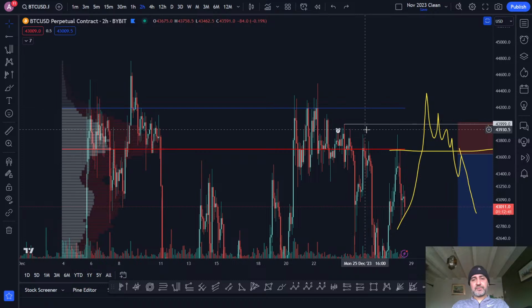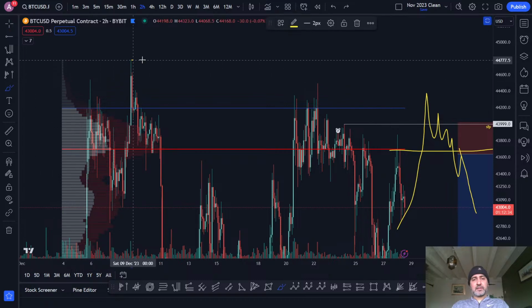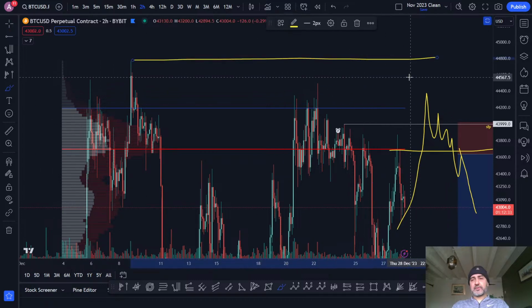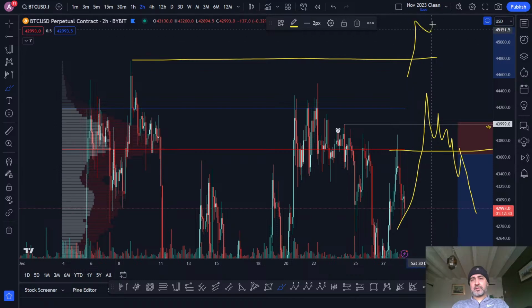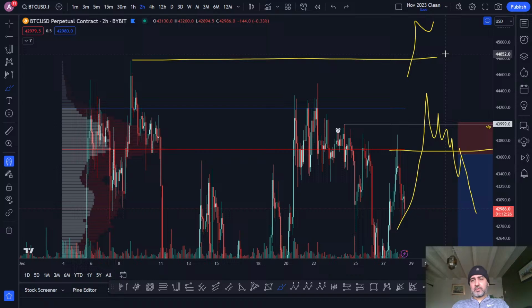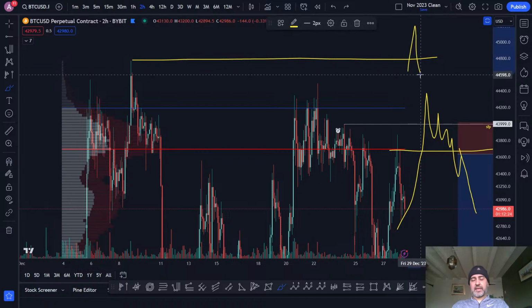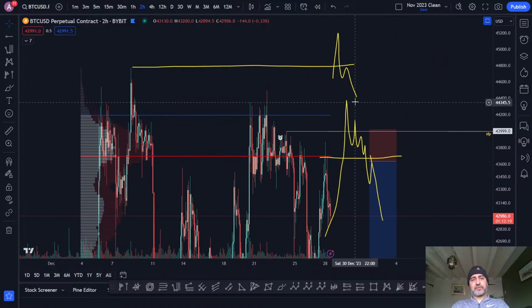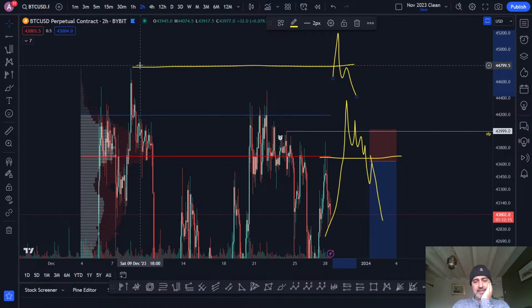Any one of these levels can be taken, but you don't want to see that top one taken. And if you do see the top one taken, you'd expect either a squeeze, a continuation, or you'd expect an SFP for a down move. There's only two things that can happen when you take that top level.